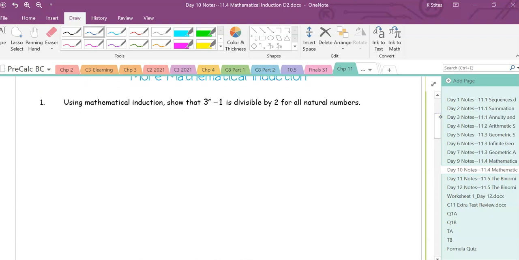So our first question says, using mathematical induction, show that 3 to the n minus 1 is divisible by 2 for all natural numbers. So we are going to start again with condition 1. We're going to let n equal 1. So I'll just plug the 1 in. And this will give us 2. And we do know that 2 is divisible by 2. So I'm just going to write that note. This is definitely divisible by 2.